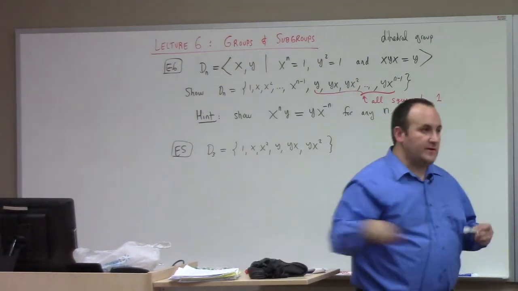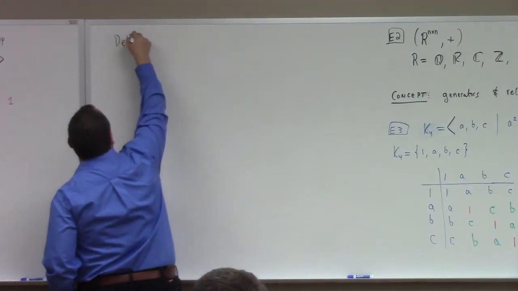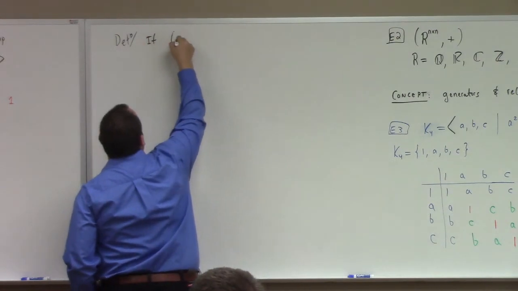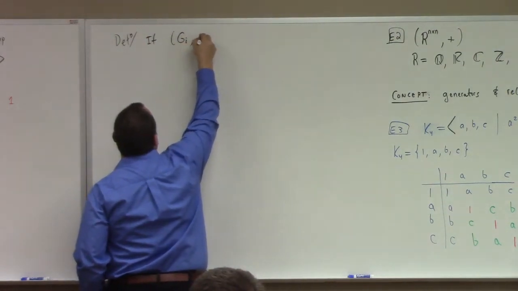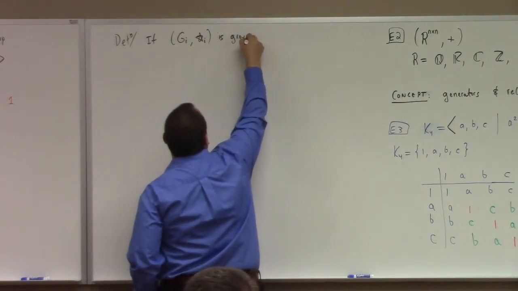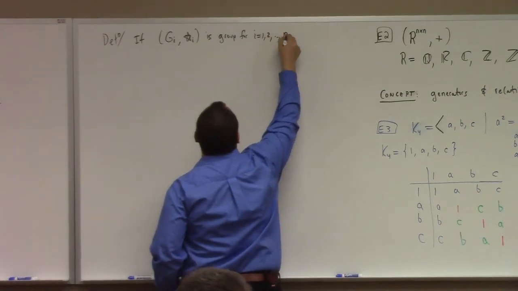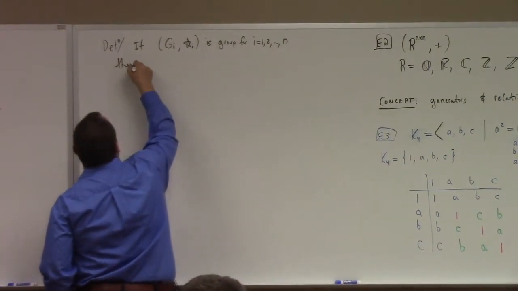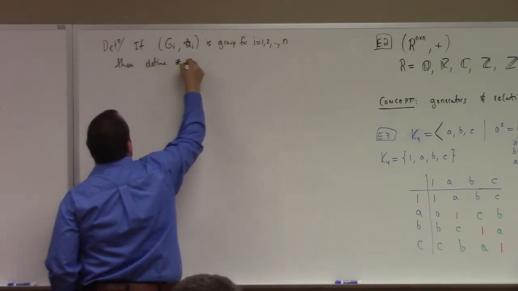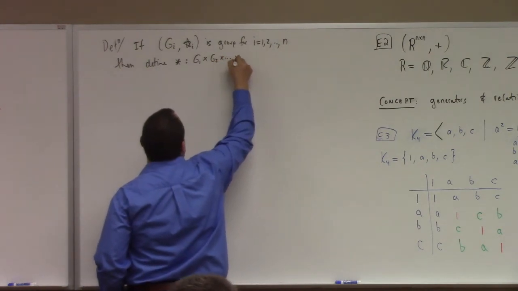So an important thing we need for constructing new examples is the direct product of groups. So let's say if (G_i, star_i) is a group for i equals 1 to n, then define star on G1 cross G2 cross ... cross Gn.